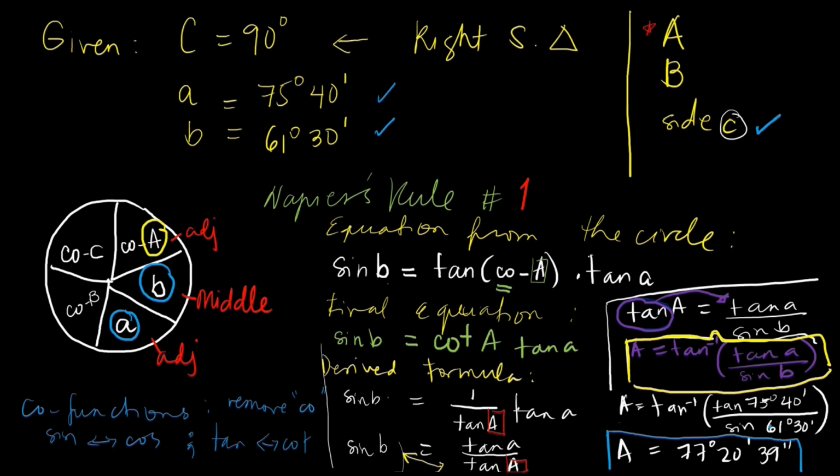What you need here is to know how to derive the formula, because if you can derive the formula from the circle, the Napier's rule, then come up with the final equation, considering the cofunction to remove the CO, then what you only need to do is substitute at the end so that you can have the measurement of the unknown part. So we already have angle A. The next one that we are going to solve now is angle B.